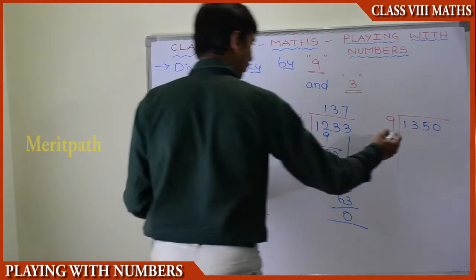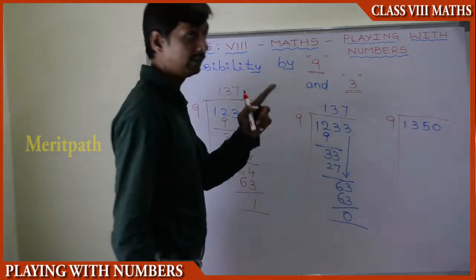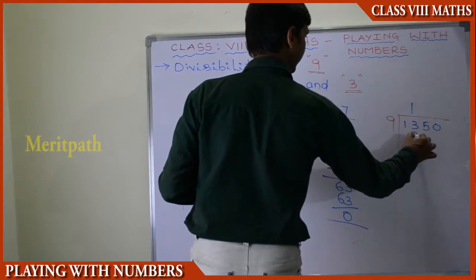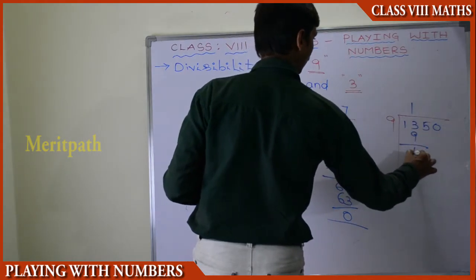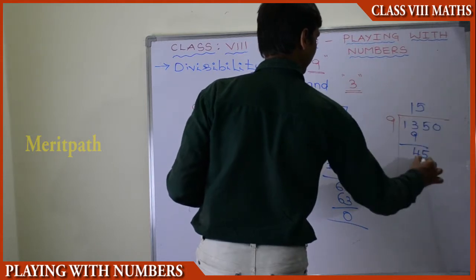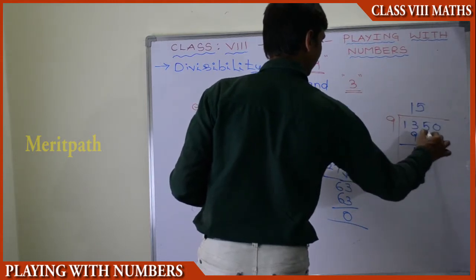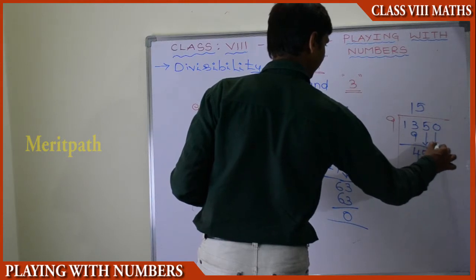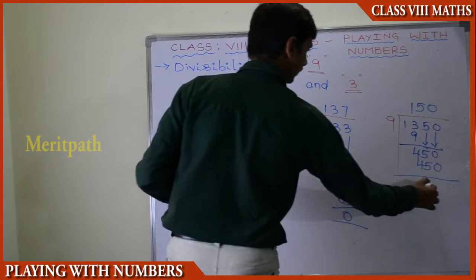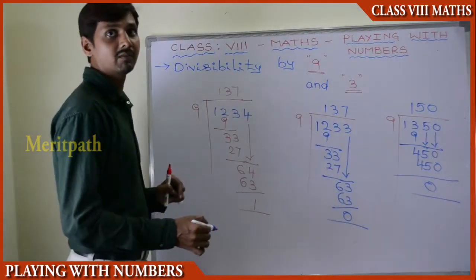Now we go for this number, 1350. It is divisible by 1 time 9. Here 4 and 45, so there is 5 times 45. So we get another number 0. We take this 0 and 0 again, same as in the question we have taken. So 450 minus 450 is what?